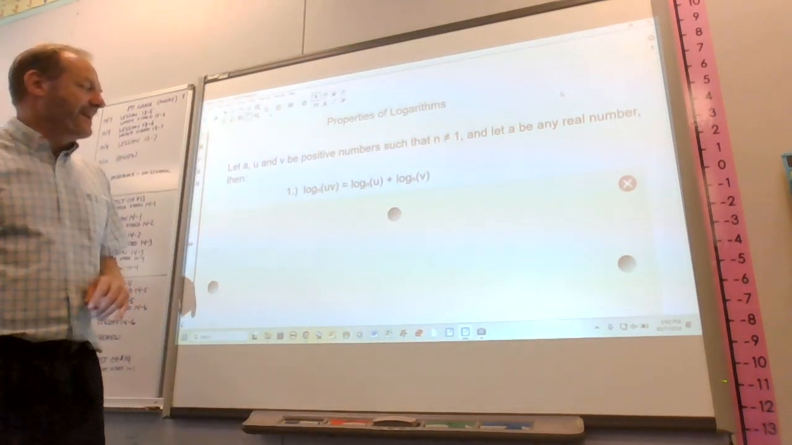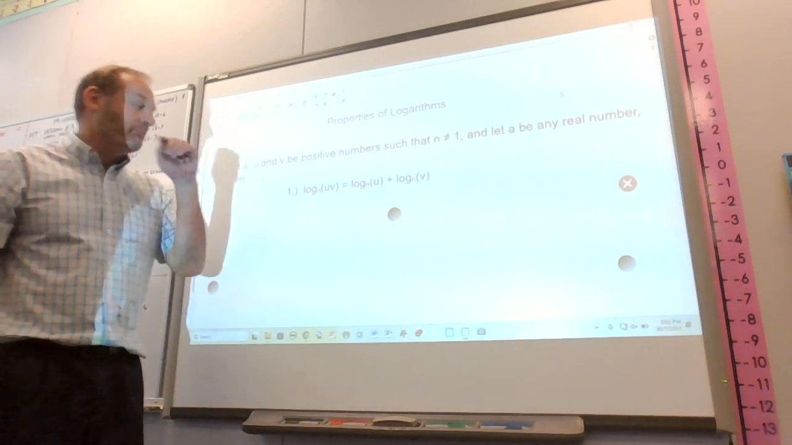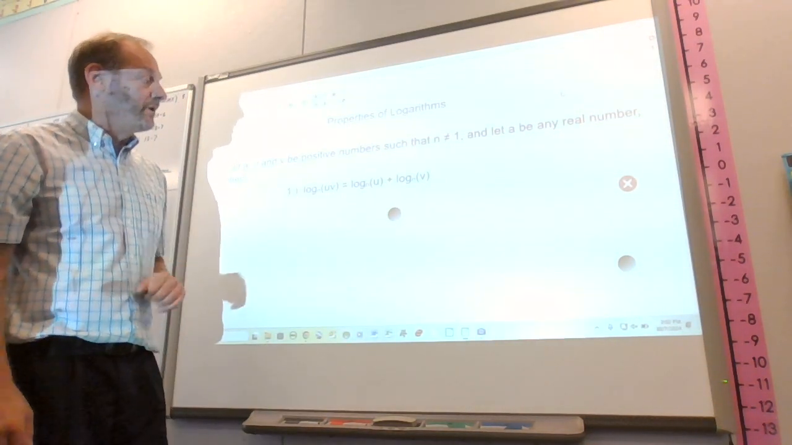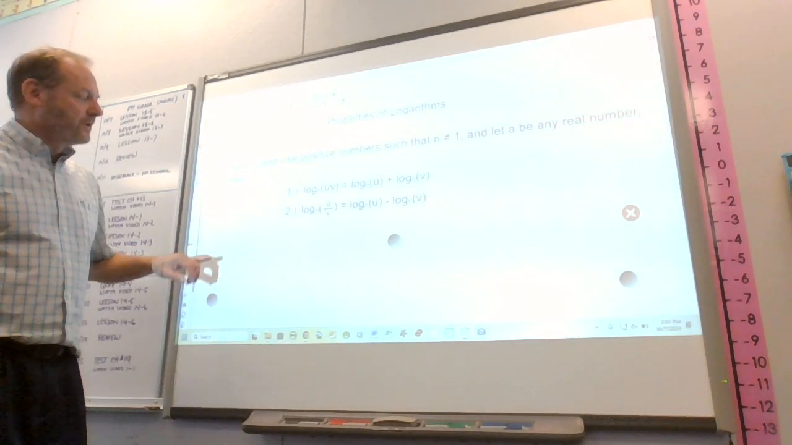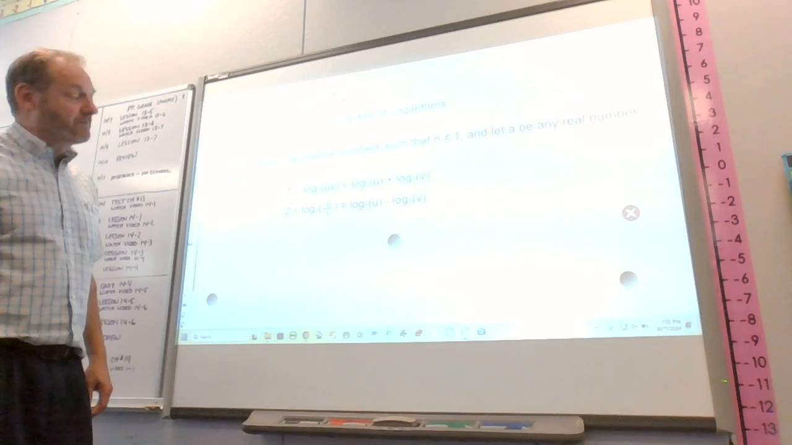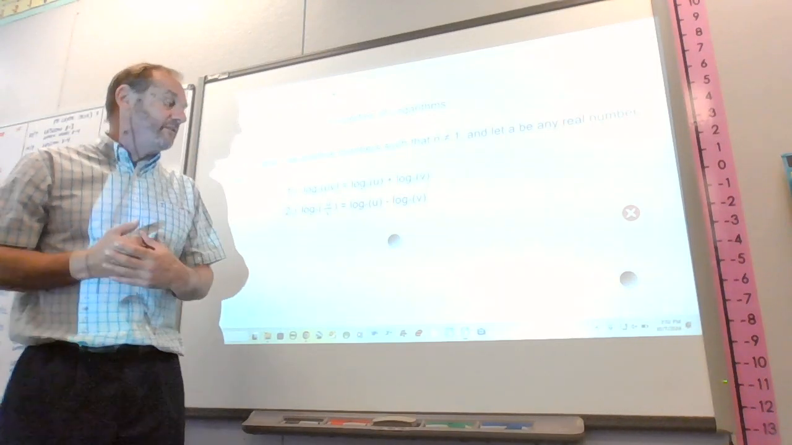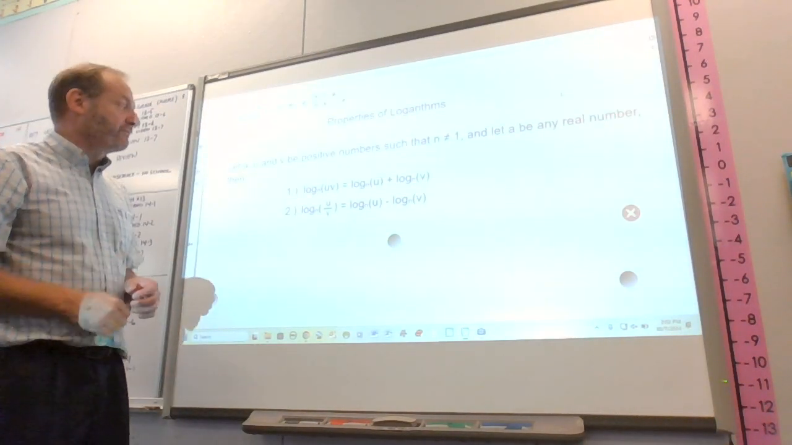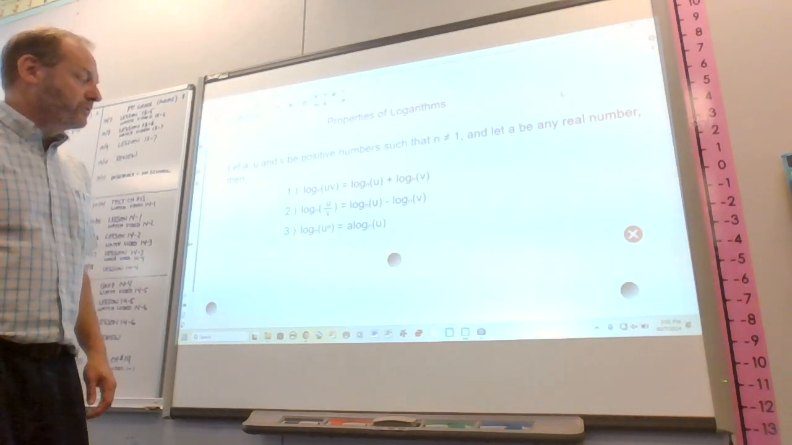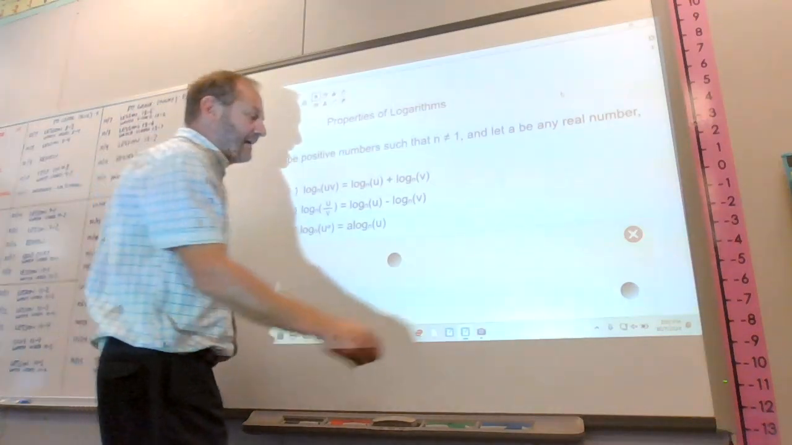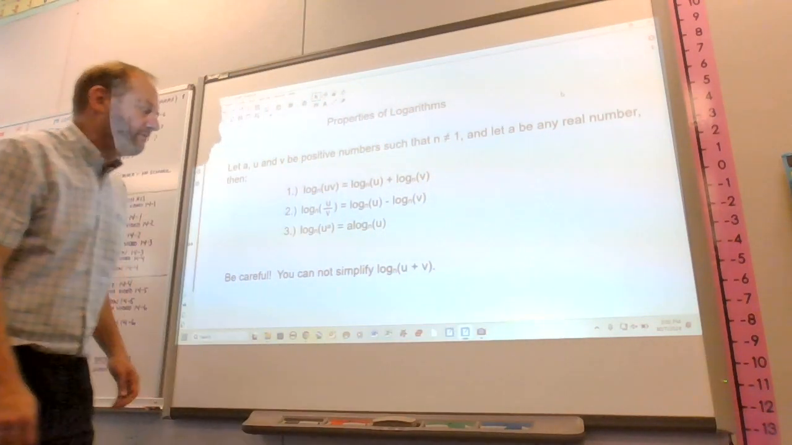The log base n of u times v is the log base n of u plus the log base n of v. The log base n of u divided by v is equal to the log base n of u minus the log base n of v. And the log base n of u to the a power is equal to a times the log base n of u.